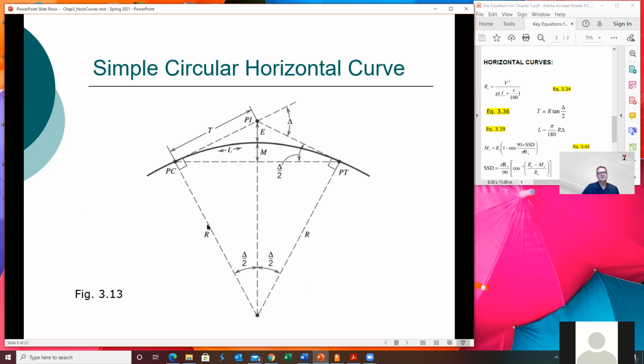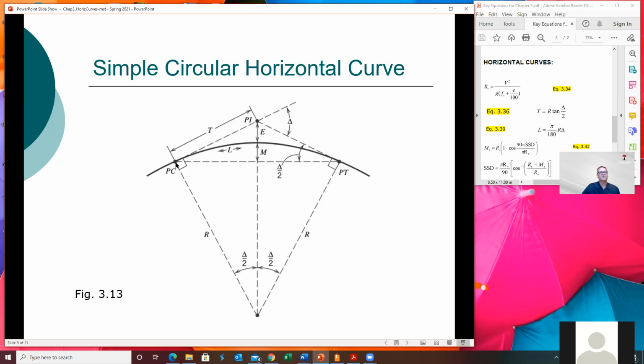Again, this R is different than R sub V. This R is to the center line of a roadway, not necessarily to where the cars are traveling. For example, if this is a two-lane highway, one lane in each direction, the center line of that highway is the R radius. Then the central angle is delta, and if you split at the PI, where the two tangents meet each other, you've got delta over 2 on either side.